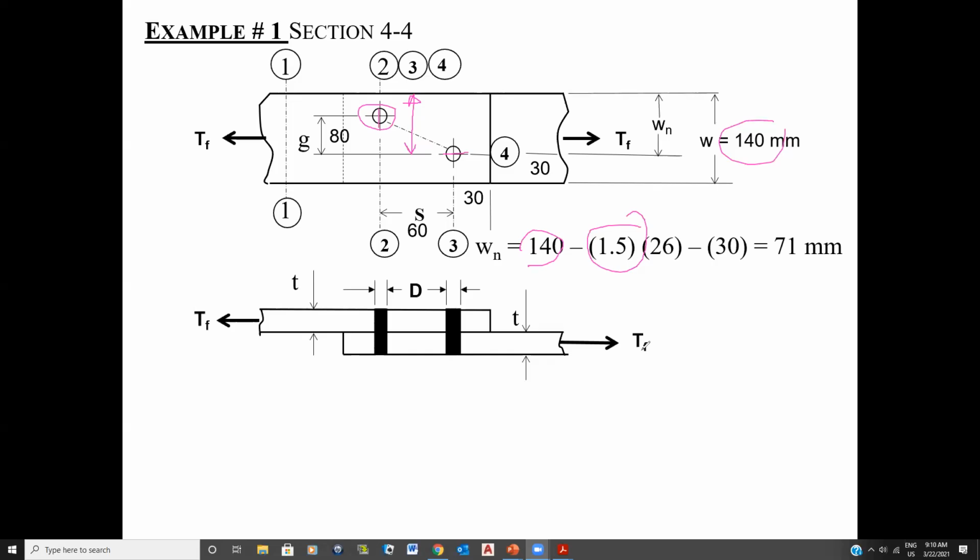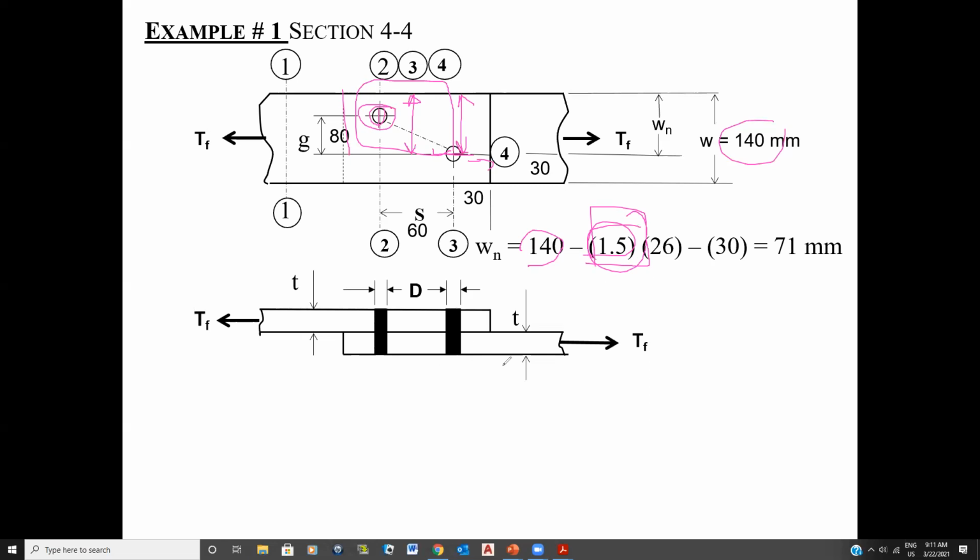I'd like to participate. So now, does everybody understand why I use 1.5 here? Because like I said, this part here is in tension and this part here is in shear. So therefore I want to be able to calculate the net width in here. I have a full hole in that width and I only have half a hole here. So therefore I take 1.5. Is that clear now? Yeah, I think I get it. You think you get it.